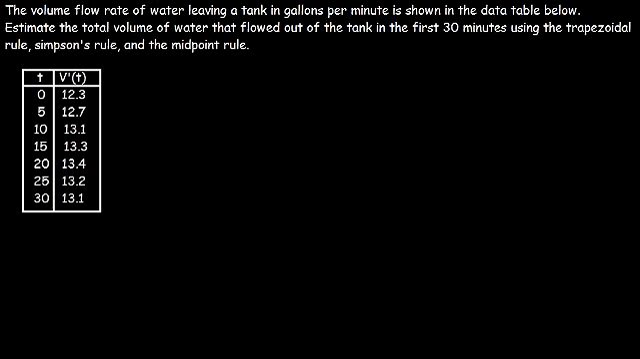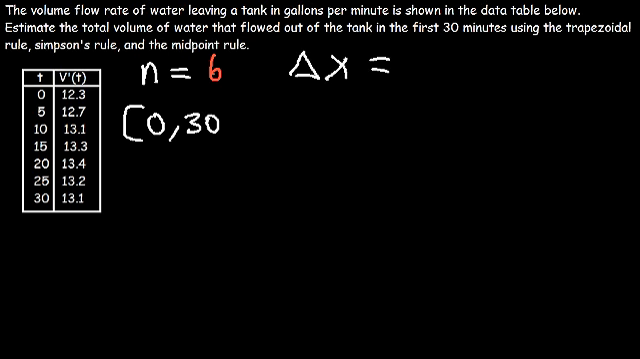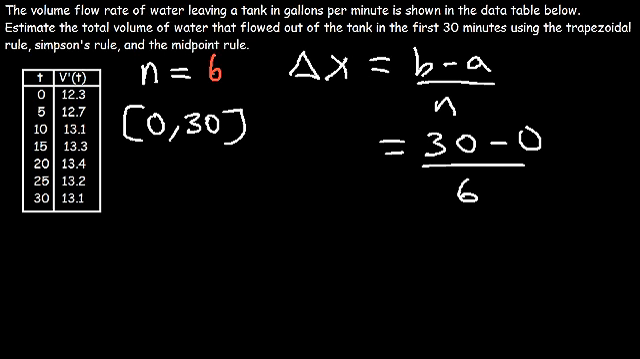Now the first thing we need to know is the value of n. What is n equal to in this problem? Notice that there are 7 points, which means that n is 6. So we need to calculate the width of each interval, which you probably could already see. Notice that the time changes every 5 minutes in the table, so delta x should be 5. a is 0, b is 30. So delta x is b minus a divided by n. That's 30 minus 0 divided by 6, which is 5. That's the width of each interval.